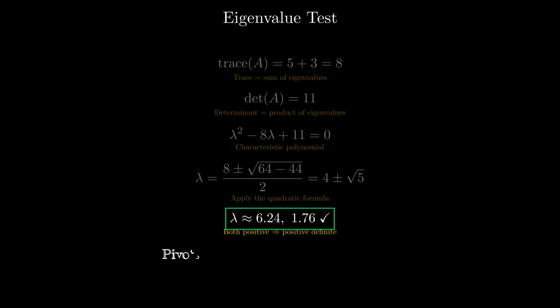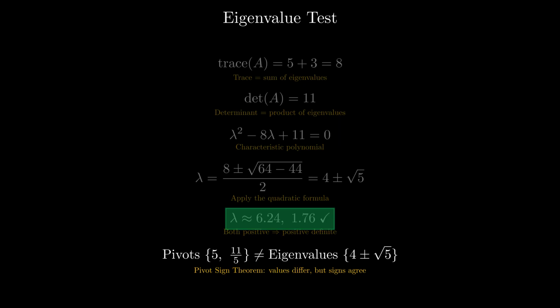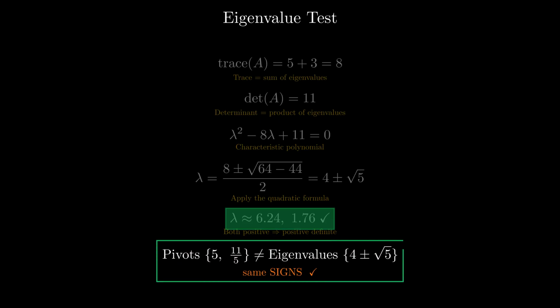All 3 tests agree. Now here's something worth noticing. The pivots, 5 and 11/5, are not the eigenvalues, 4 plus or minus root 5. They're genuinely different numbers, but they have the same signs. Both pivots positive, both eigenvalues positive. That's the pivot signs theorem. Pivots and eigenvalues need not match in value, but their signs always agree.